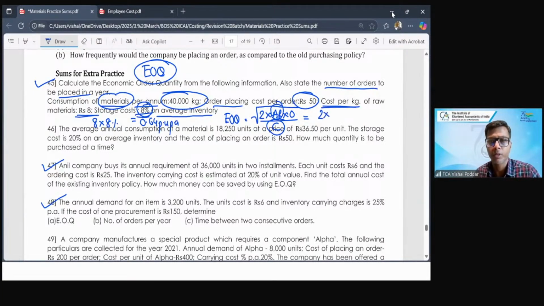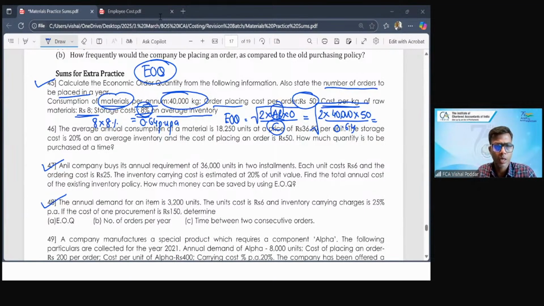Now, putting this in, so 2 into 40,000, which is AR, into cost of placing an order is 50 upon 0.64 and this under root. So I already have answers. Tejaswin says 2,500 kgs. Kirupa says 2,500.